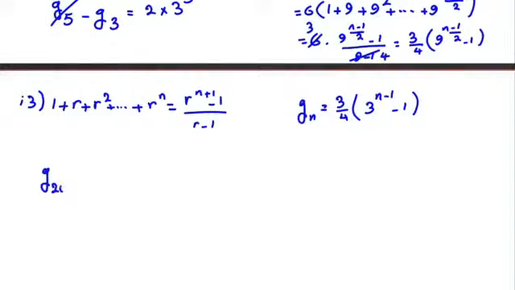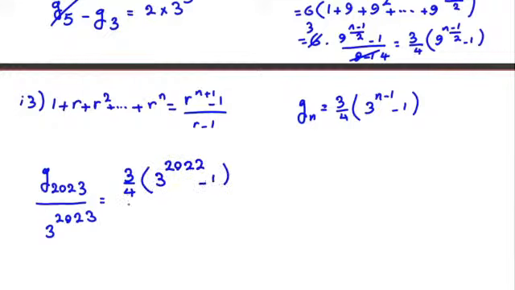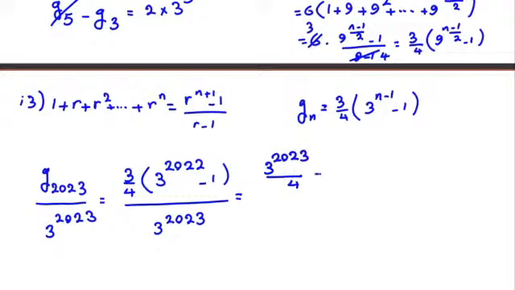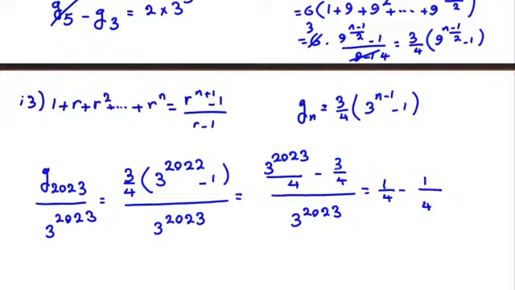So we should find G 2023 over all cases in 2023, which is 3 to the 2023. Now, if you replace here, it will be 3 over 4, 3 to the 2022, minus 1 over 3 to the 2023. So it will be what? 3 times 3, let me write 3 to the 2023 over 4, minus 3 over 4 over 3 to the 2023, which will be the first one. 1 over 4 minus 1 over 4 times, if we cancel these 3 by these, 3 to the 2022.